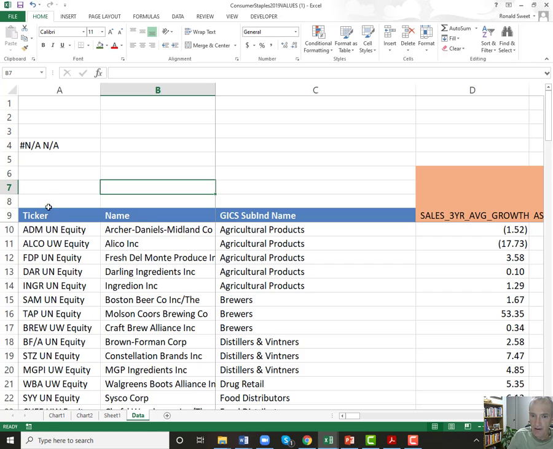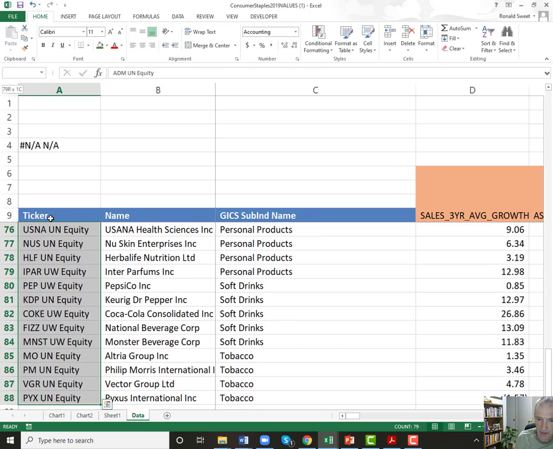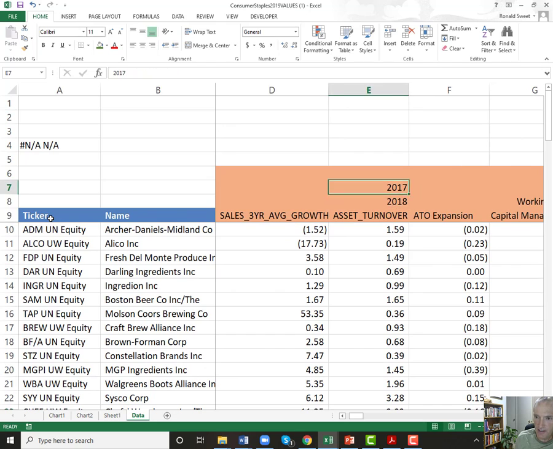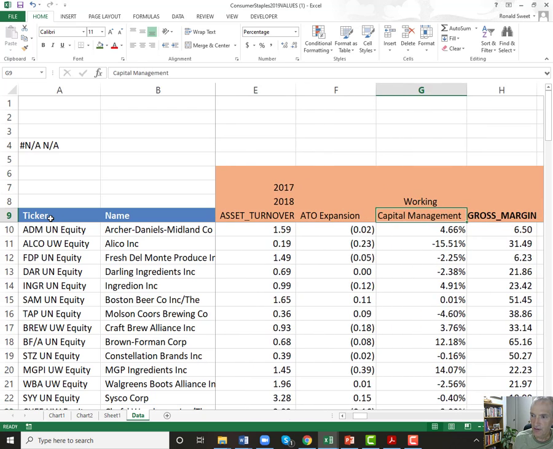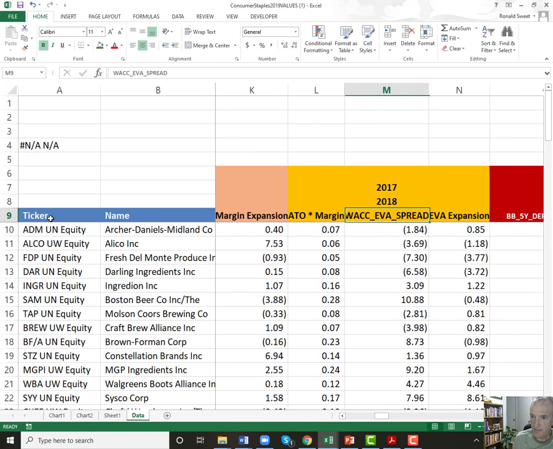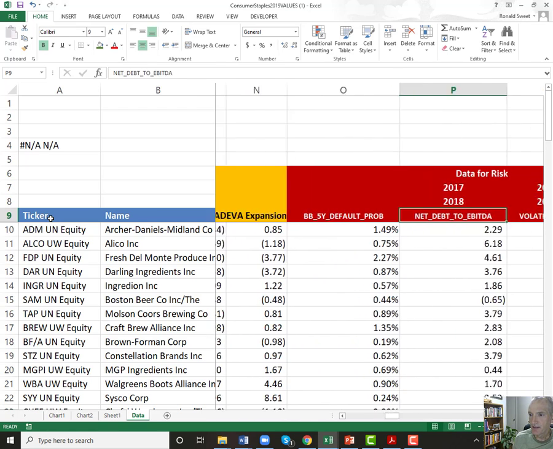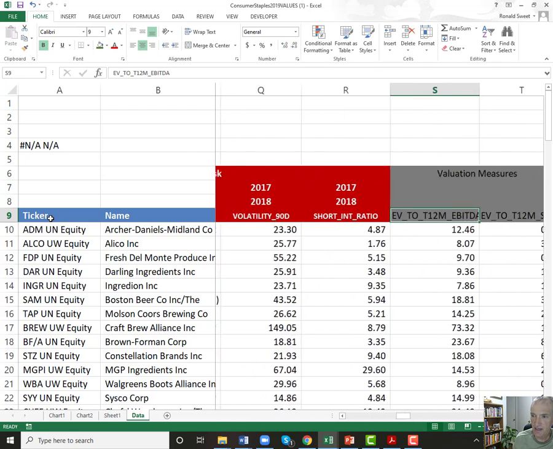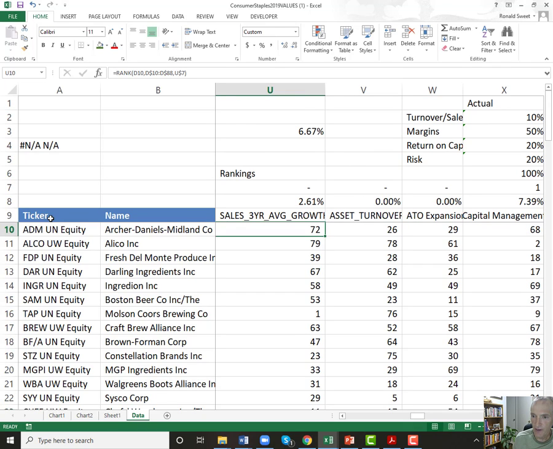I mentioned last time, this is a model for consumer staples. I've got 79 companies here. There's their tickers, there's their names, the different subcategories they're in, but all consumer staples. And then I brought in a lot of data. Some data is related to turnover, sales growth, net working capital requirements. Other data is related to margins. Some data is related to return on capital. And then there's data related to risk. So I brought all this data in for these 79 companies, and then I want to rank them.